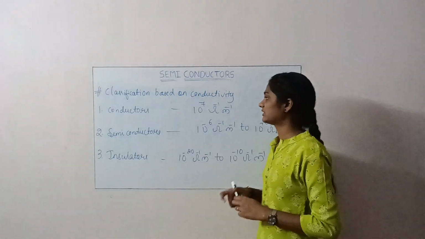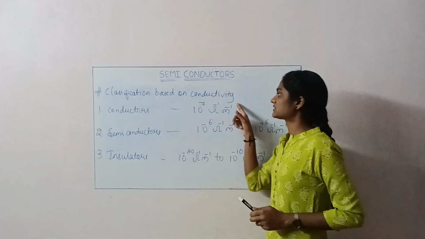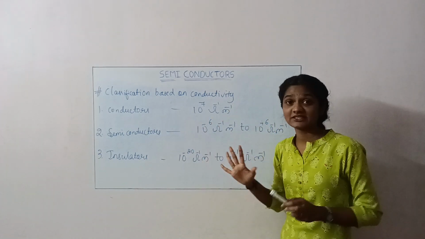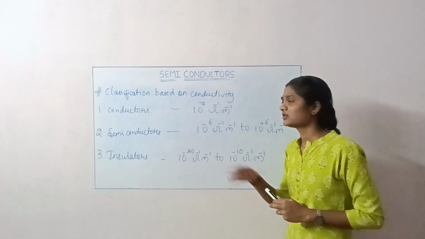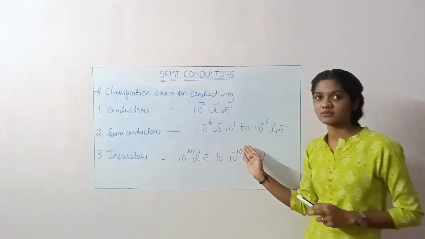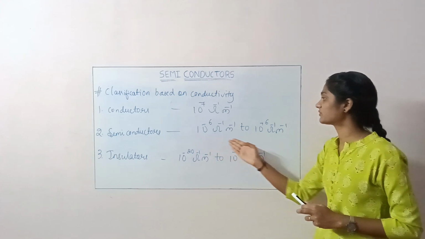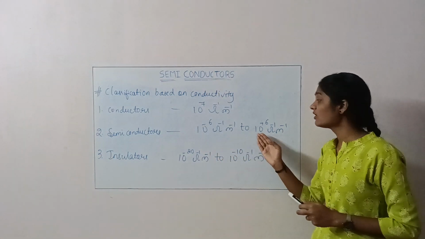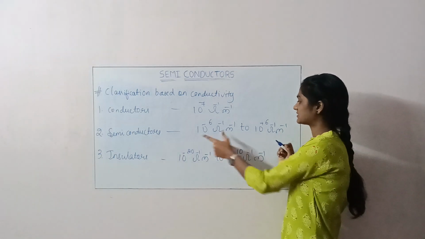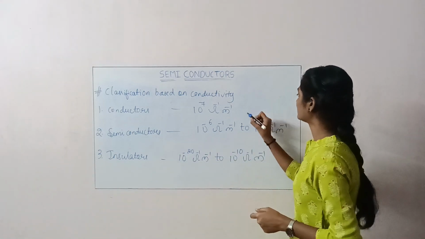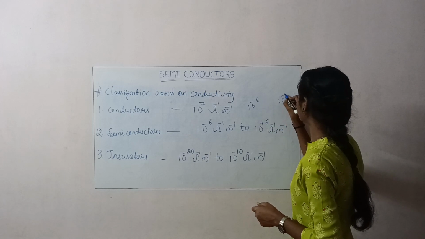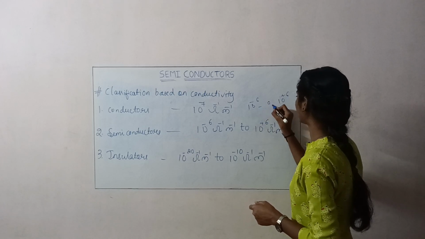Okay. See here, a conductor's conductivity is 10 raised to 7 per ohm per meter. It means conductors easily conduct the electricity, right? There is no resistance. When it comes to the semiconductor, the conductivity ranges from 10 raised to minus 6 to 10 raised to plus 6. See here, 10 raised to minus 6 to 10 raised to plus 6, 0 in between, right?